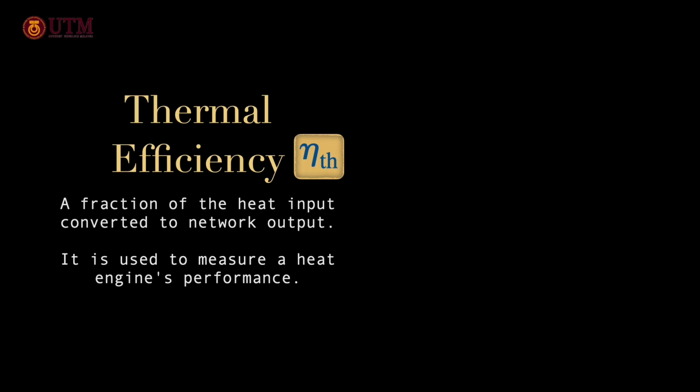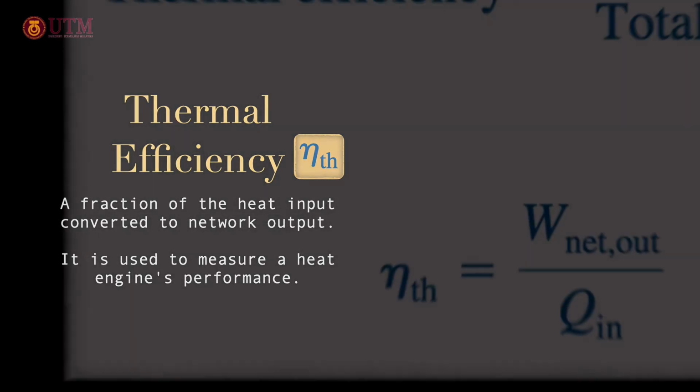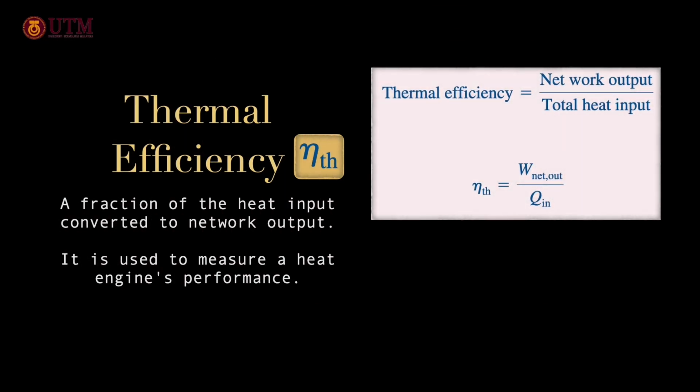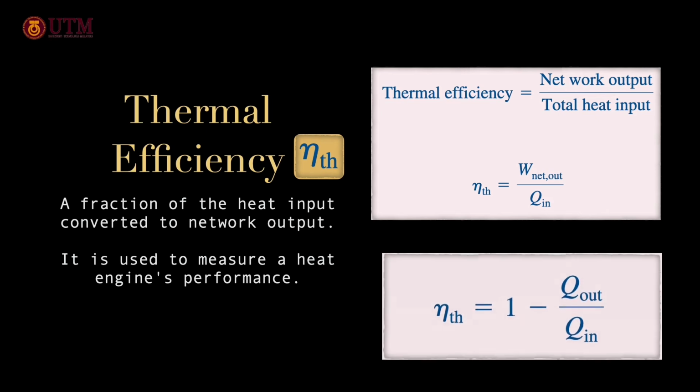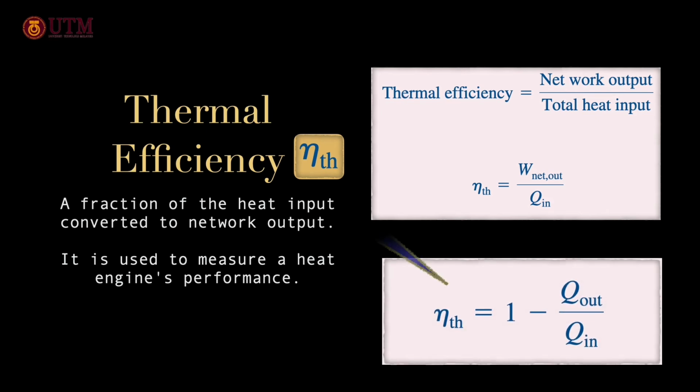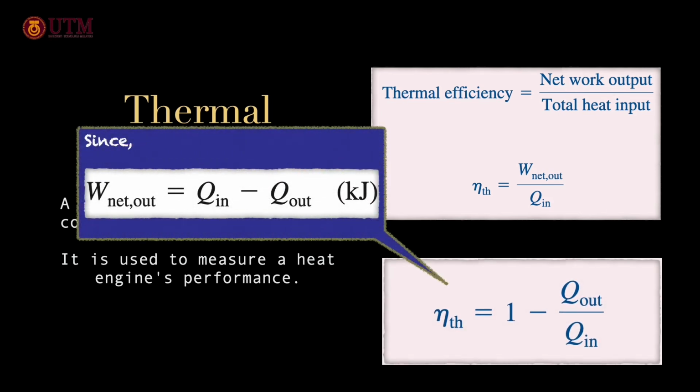For heat engines, the desired output is the net work output, and the required input is the amount of heat supplied to the working fluid. Then, the thermal efficiency of a heat engine can be expressed as in the following expression. The thermal efficiency can also be expressed as the following equation, since W net out equals Q in minus Q out.